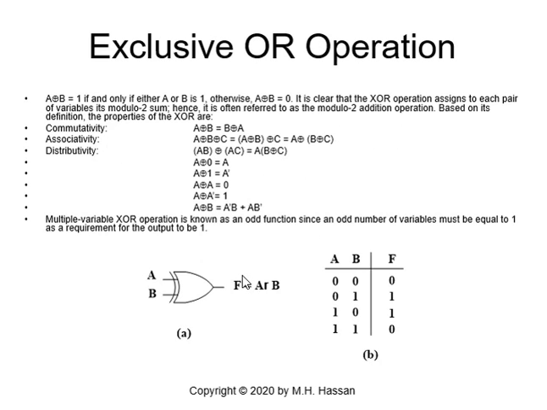Exclusive OR operation: the symbol that we use is the plus sign surrounded by a circle. So A exclusive OR B is 1 if and only if either A or B is 1. Otherwise, A exclusive OR B is 0. So it is clear that the exclusive OR operation assigns to each pair of variables its modulo 2 sum, as if we are adding. Let's look at the symbol of the exclusive OR.